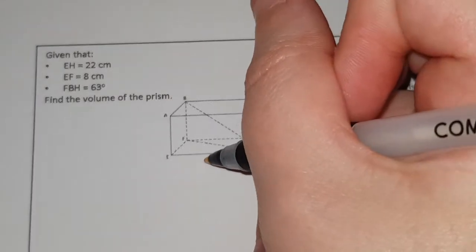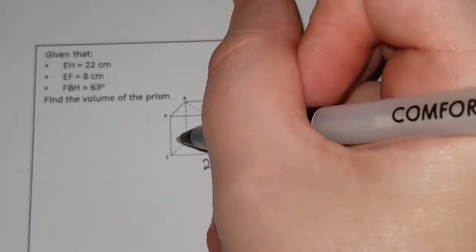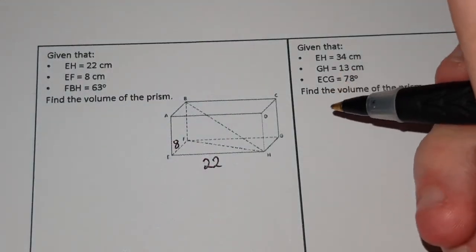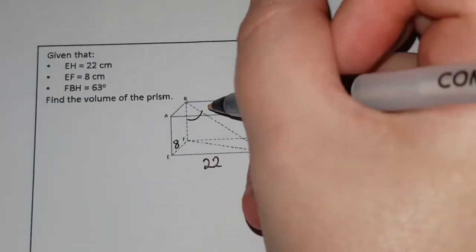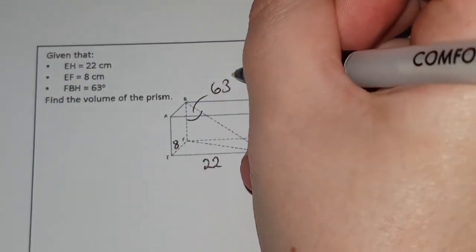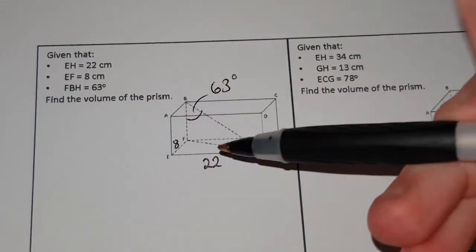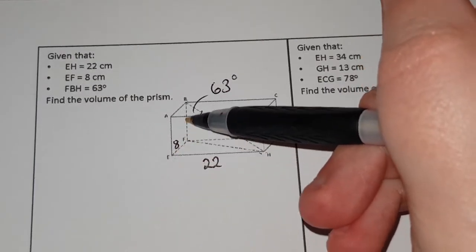So we know E to H is 22 centimetres. I know that E to F is 8 centimetres. And I know FBH, which is that angle there, F to B to H, is an angle of 63 degrees. So what I need to know, if I'm going to find the volume of the prism, is the three sides. I've got the width, I've got the depth, I need the height.